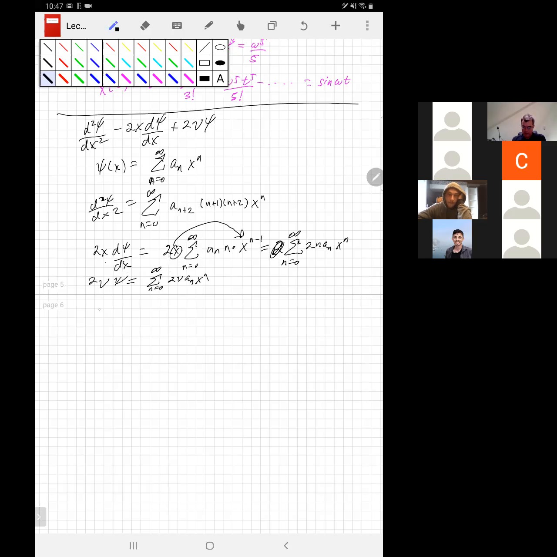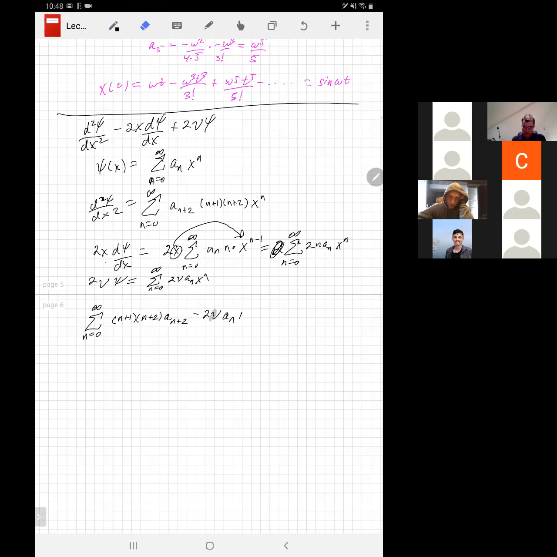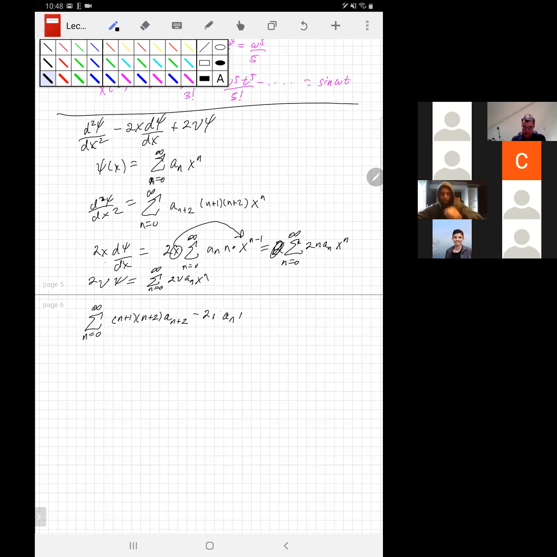And if I put all this together, I get the sum from n equals 0 to infinity of n plus 1, n plus 2, a sub n plus 2, minus 2n a sub n, plus 2 nu a sub n, whole thing multiplied by x to the n. Any questions on how I got that?